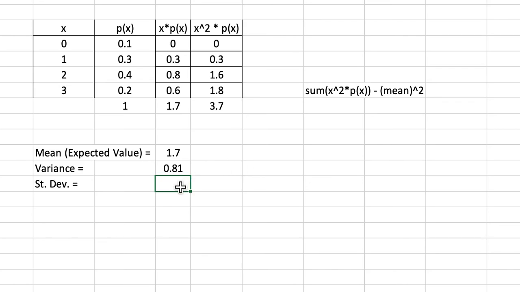And then we know that the standard deviation is the square root. So the function for square root is sqrt. I could type that square root of 0.81, but I was going to say the square root of whatever is there. And that came out nice to 0.9. So that is how you use Excel to find the mean and standard deviation of a probability distribution.